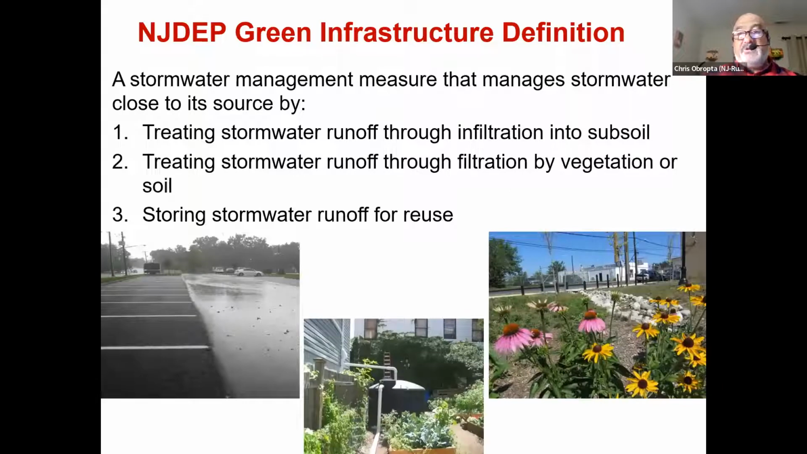So green infrastructure really simply is a stormwater management technique, and this is how DEP describes it. What you're trying to do is you're trying to capture water as close to the source as possible. You're treating the water through infiltration into the soil. You're treating the water by filtration of vegetation or soil, or you're storing the water for reuse later. Okay. So we have lots of different practices that kind of comply with this, and we'll talk about a few of those.